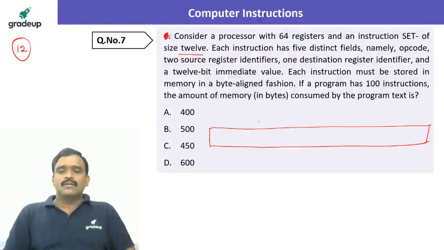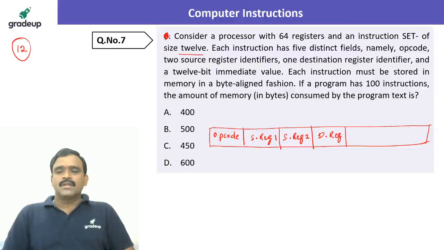So the total size of the instruction we do not know. We are having 5 distinct fields. What are those? Initially there is the opcode value, followed by 2 source register identifiers: source register 1, source register identifier 2, then the destination register identifier, and a 12-bit immediate value. The immediate value is mentioned as 12 bits, so we can take 12 bits.